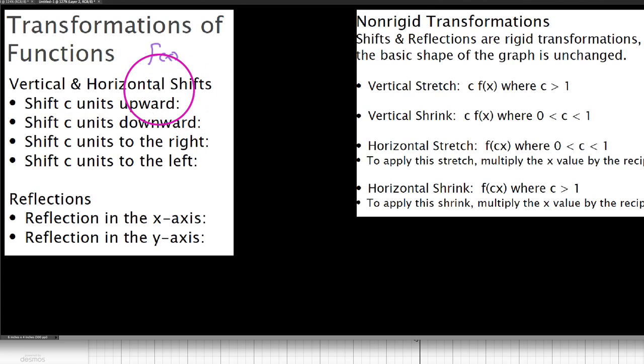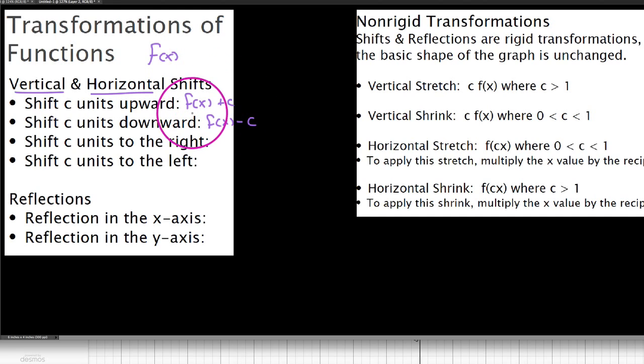So the very first set of transformations we're going to talk about here are vertical and horizontal shifts by some constant c. And we say shifting graphs c units upward or c units downward, I'm basically going to say that the way we would necessarily accomplish this is f of x plus c or f of x minus c, where c is some constant.